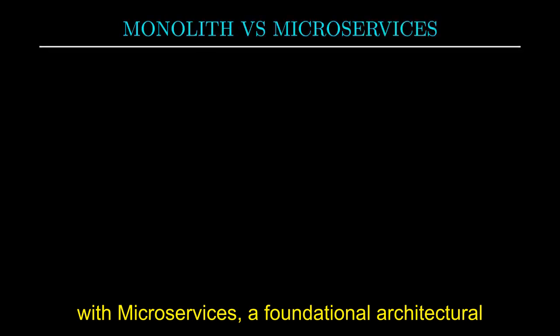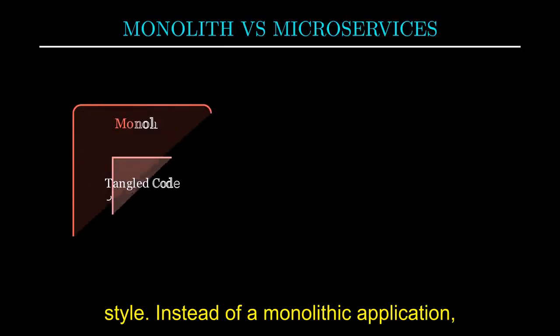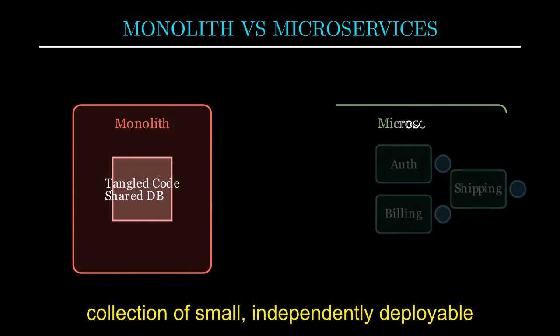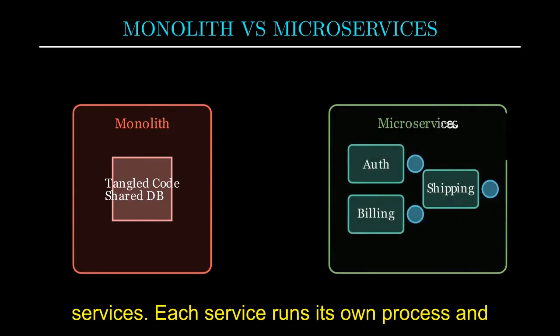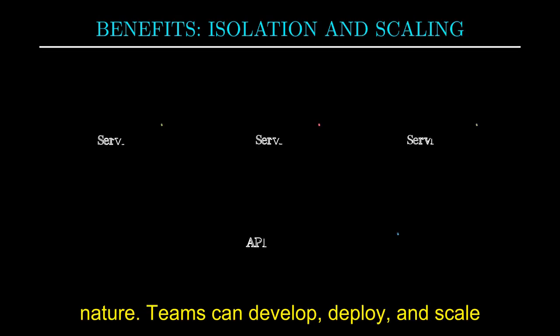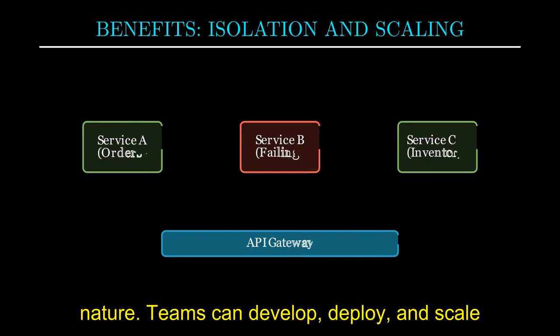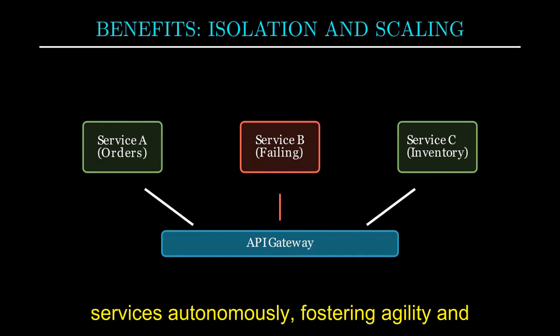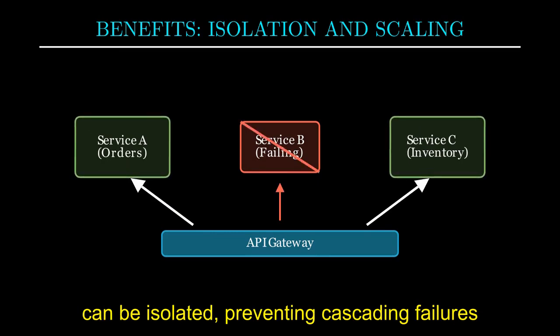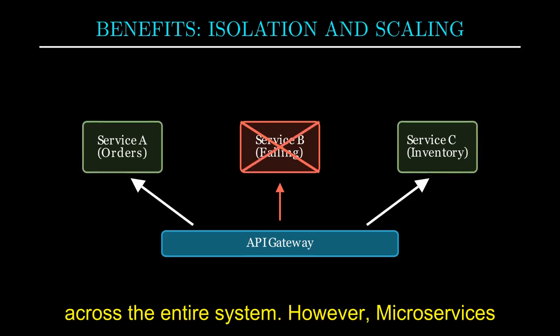Our journey begins with microservices, a foundational architectural style. Instead of a monolithic application, microservices break down an application into a collection of small, independently deployable services. Each service runs its own process and communicates through well-defined APIs. The core benefit of microservices lies in their independent nature. Teams can develop, deploy, and scale services autonomously, fostering agility and accelerating development cycles. A failing service can be isolated, preventing cascading failures across the entire system.